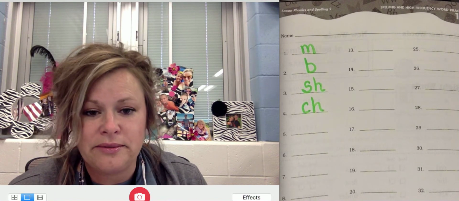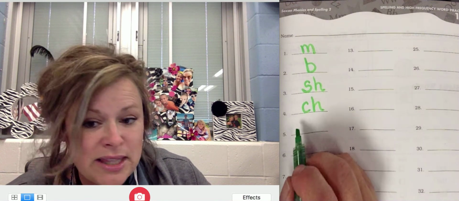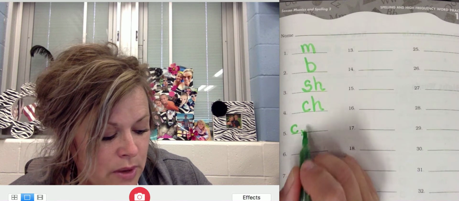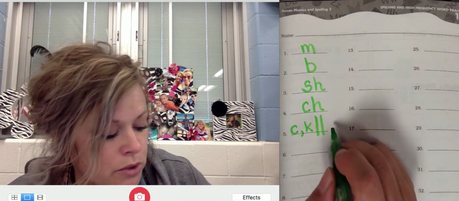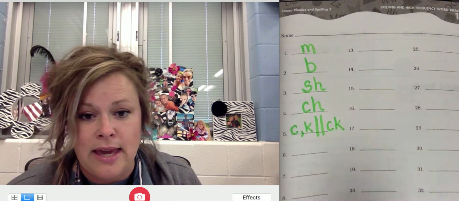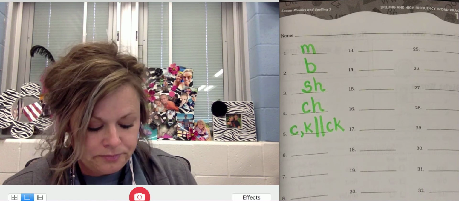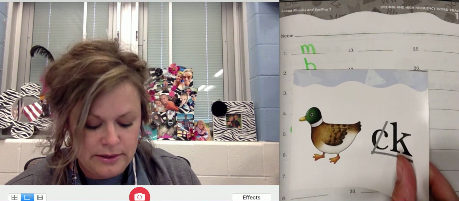All right, this next sound has a lot of choices. Repeat, k. Good. There's a lot of different ways we can represent that sound. It could be a C, or a K, or in the final position after a short vowel, CK, in a one-syllable short word following a short vowel. And if you remember your digraph, duck, k.